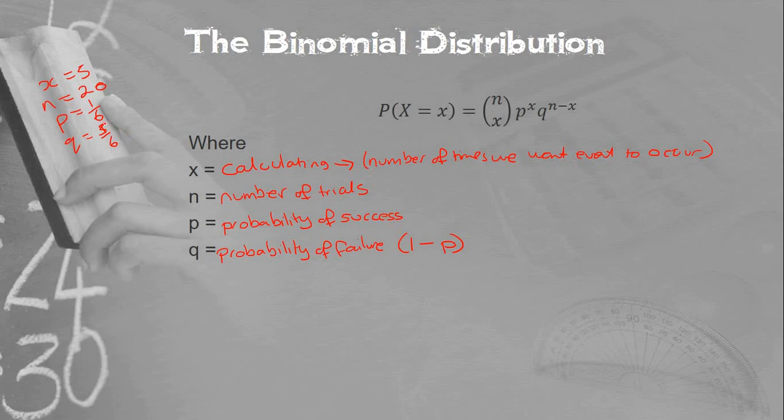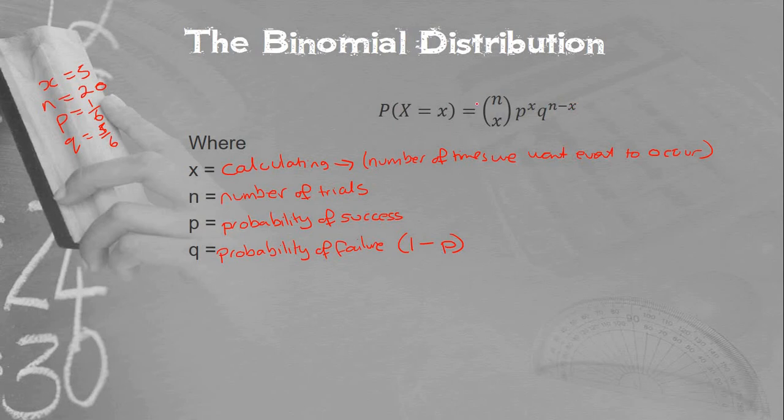and we would be able to put that into our formula. Now in terms of the formula itself, this part is straightforward. Our probability of success to the power of X, the number of times we want our event to occur. Q to the power of N minus X. This is essentially the number of times we don't want our event to occur.